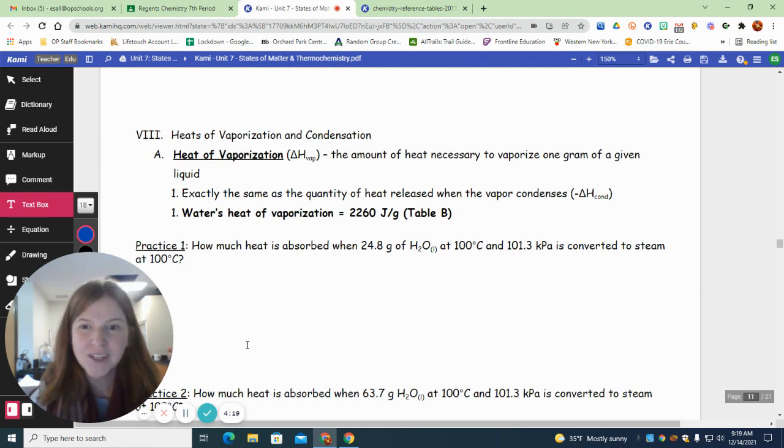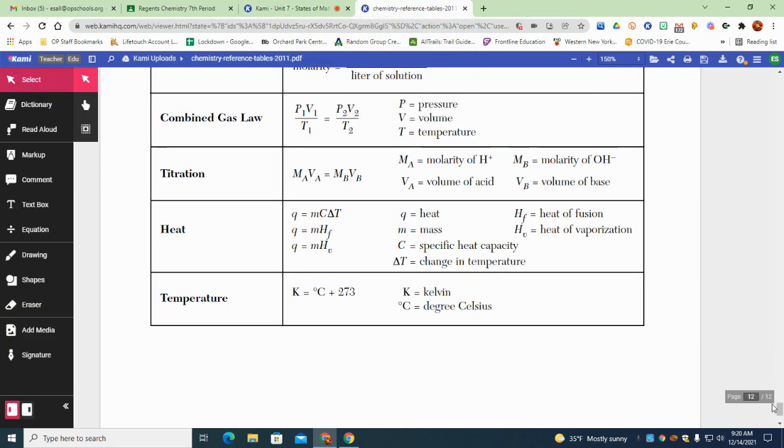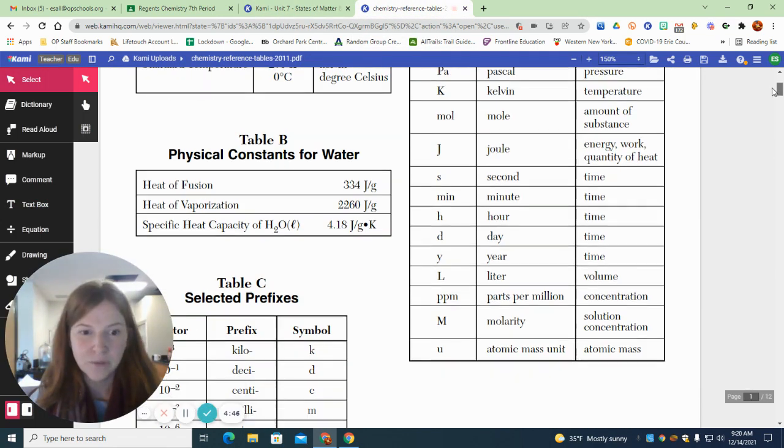Heat of vaporization is anytime we are boiling or condensing. So heat of vaporization, which is H sub V or H vap, however you want to say it, is the amount of heat necessary to vaporize or boil 1 gram of a given liquid. This is exactly the same as the quantity of heat that would be released when the vapor or gas then condenses again. Our heat of vaporization is a constant 2,260 joules per gram. Again, you can find that right on the front of our reference table right here, heat of vaporization.